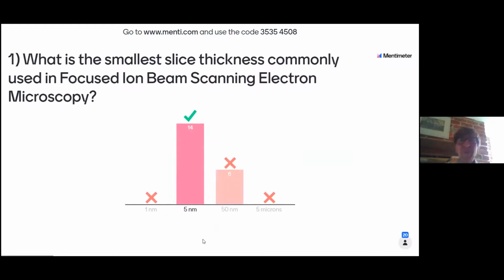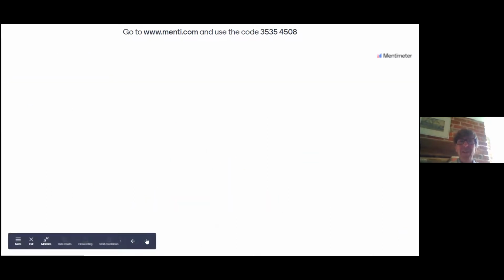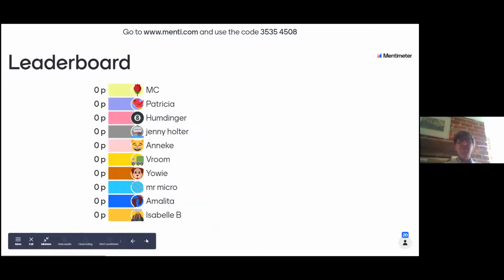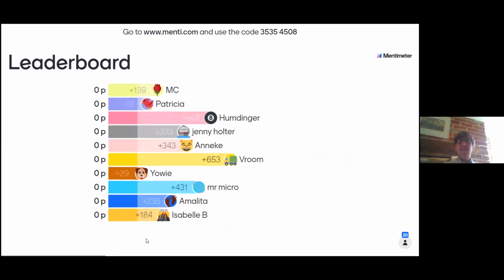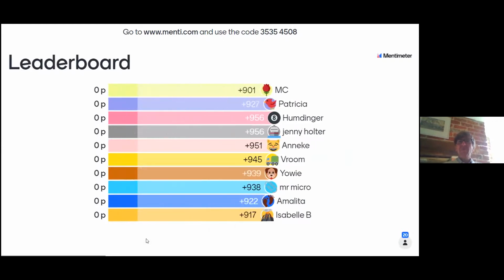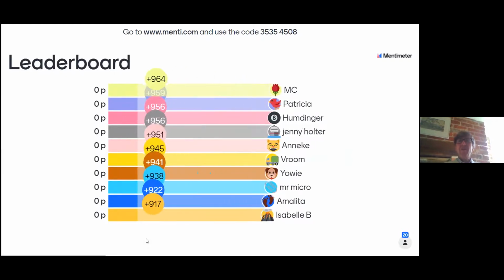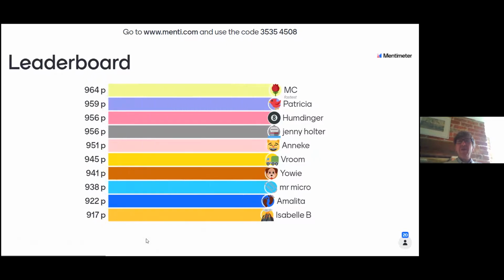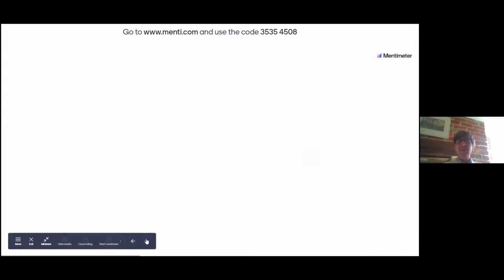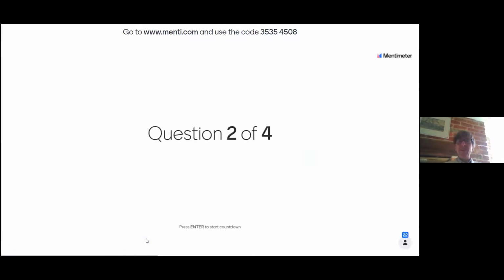And 14 people have gone for 5 nanometers. Yeah, okay, that's good. Let's see what the scores are like. Oh, it's pretty level pegging actually. MC is winning. Let's see what happens next. But I think this is still open competition here.